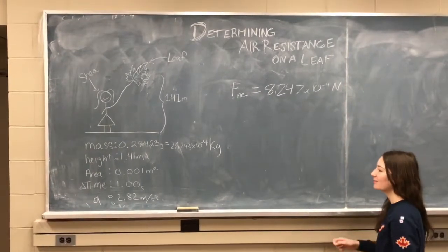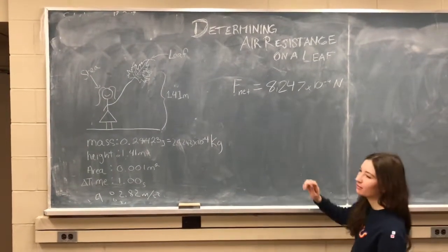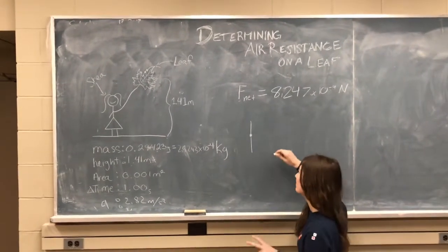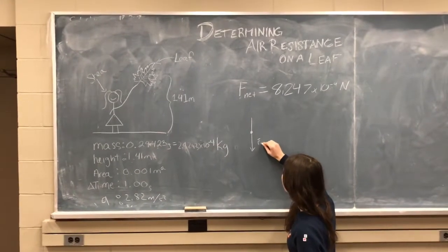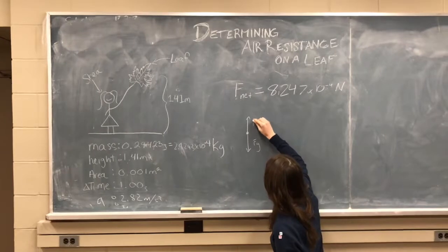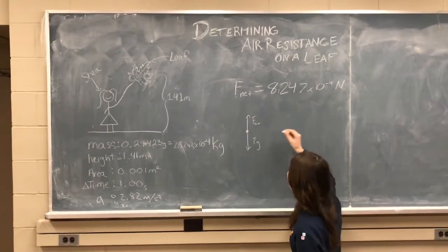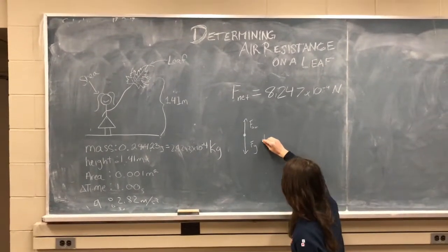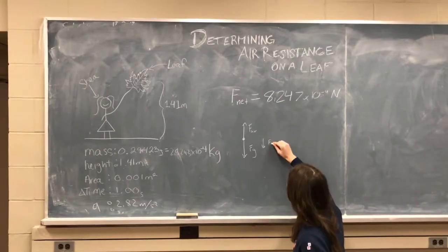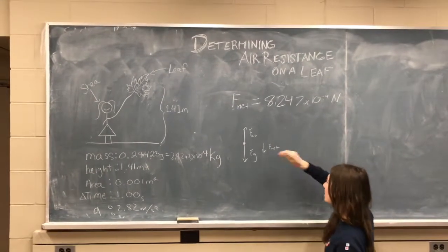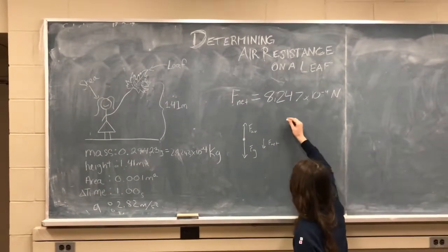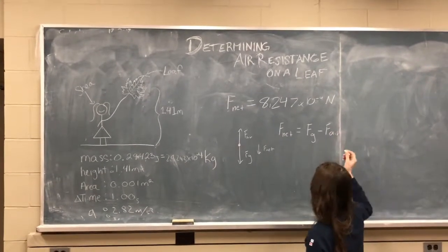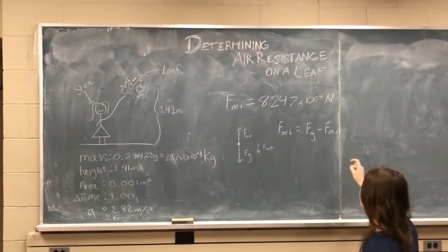So now that Sanjeevan has found the acceleration on the leaf and the net force acting on the leaf, we can show this with the free body diagram of the leaf. The two forces acting on the leaf are the force of gravity down, and the force of the air resistance. But the net force is 8.247 times 10 to the -4 newtons, which is down. We're calling that direction positive. So the sum of these two forces will equal our net force. We can write down a net force statement, and then plugging in these numbers, we can solve for the actual air resistance on the leaf.